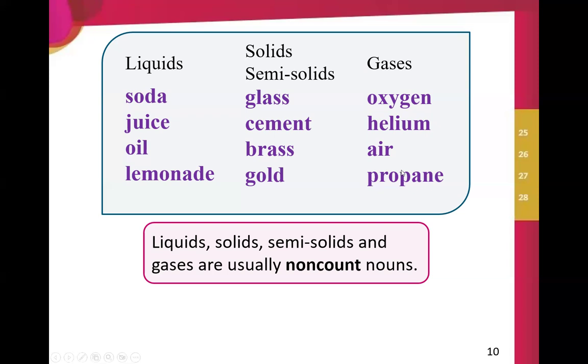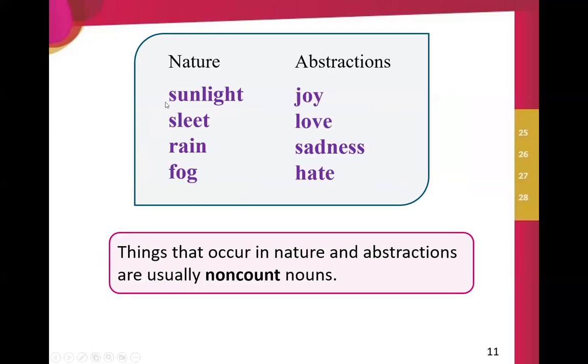Also, abstract nouns like courage, happiness, and so on. Do you understand? Then nature, like sunlight, sleet, rain, fog. These are uncountable nouns. Abstract like joy, love, sadness, hate, and so on. These are non-countable nouns. So things that occur in nature and the abstractions are usually non-count nouns. Okay?